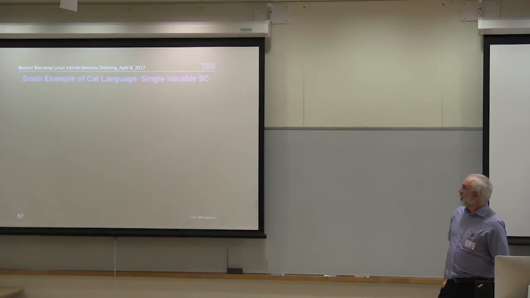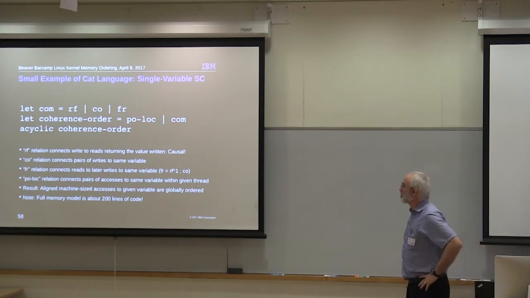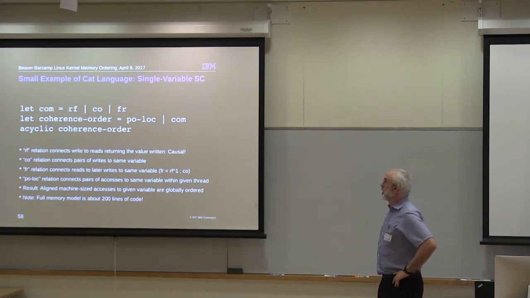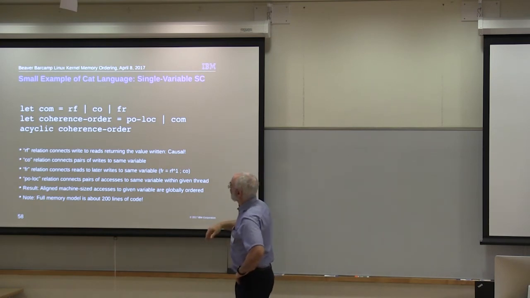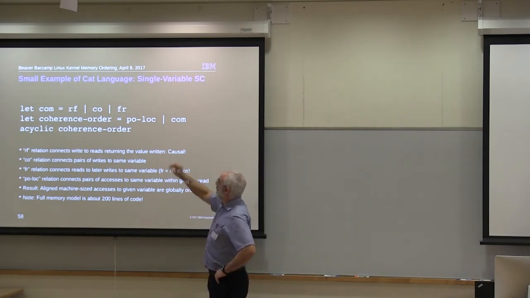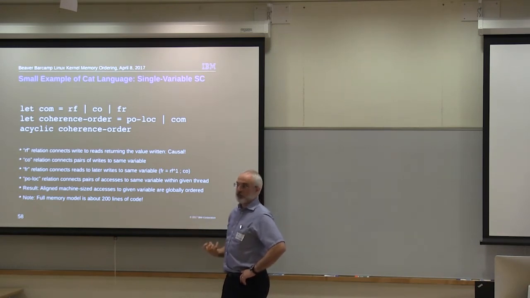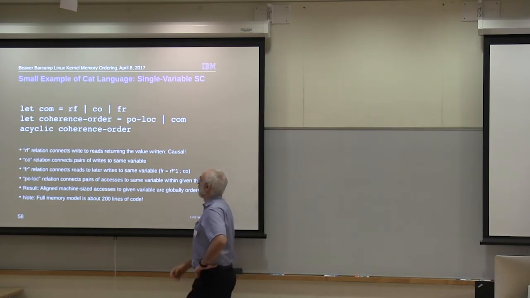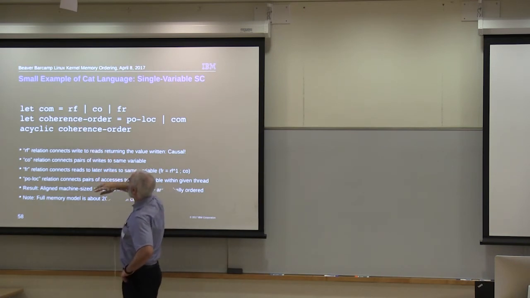Okay, so this is a small example of cat language. I'm gonna go through this kind of fast. We don't have a huge amount of time. This is 3 lines. The full model is on the order of 200 lines, all right? But this just gives you a flavor of how this works. Each of these things represents a set. So the variables are sets of relations. RF is reads from, and we'll go through a little bit on what these things are.